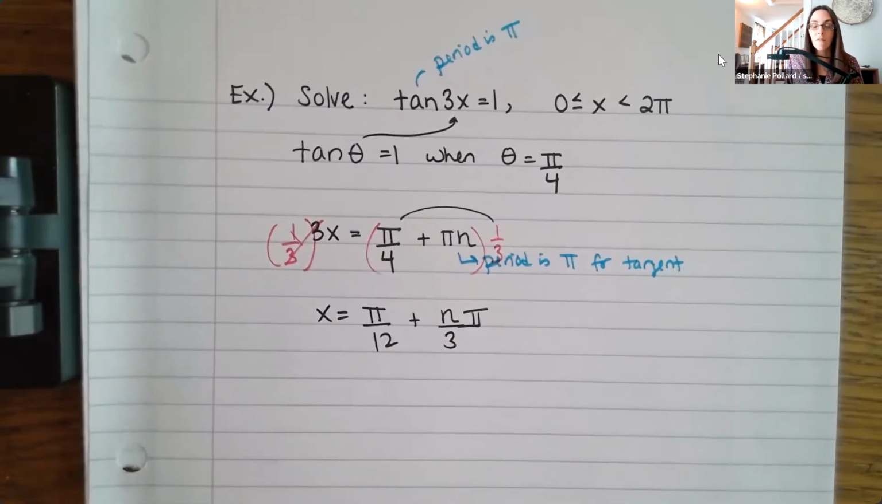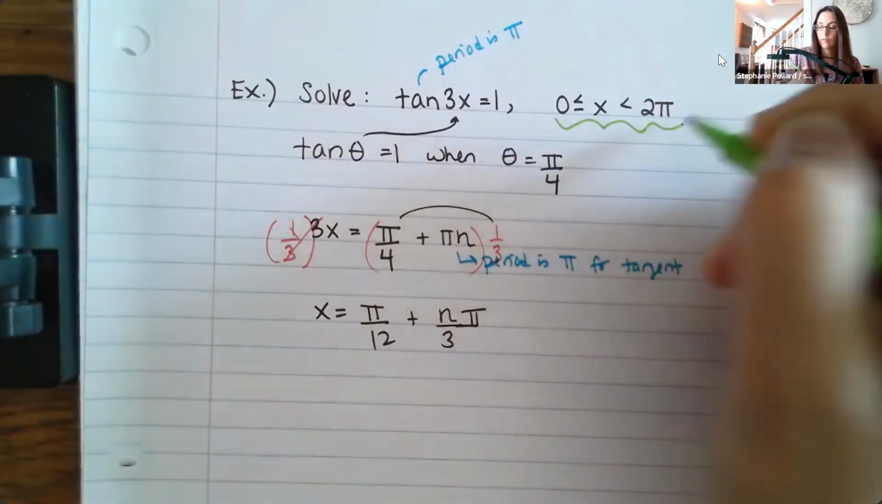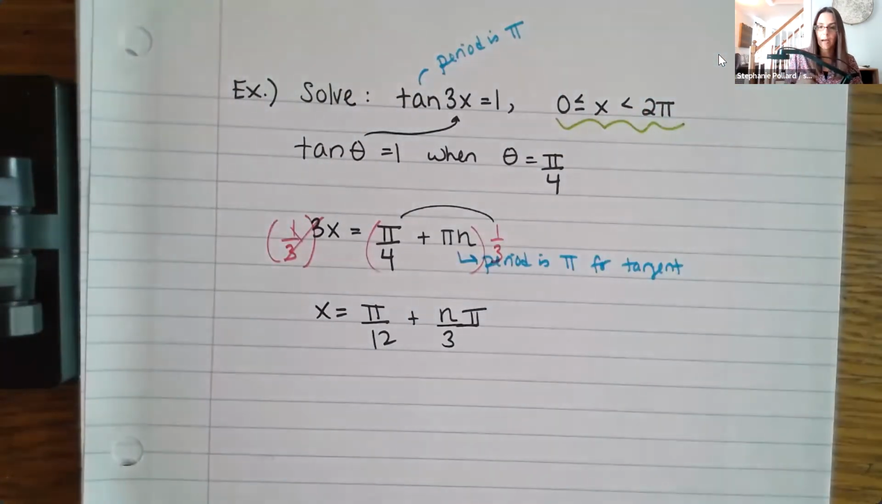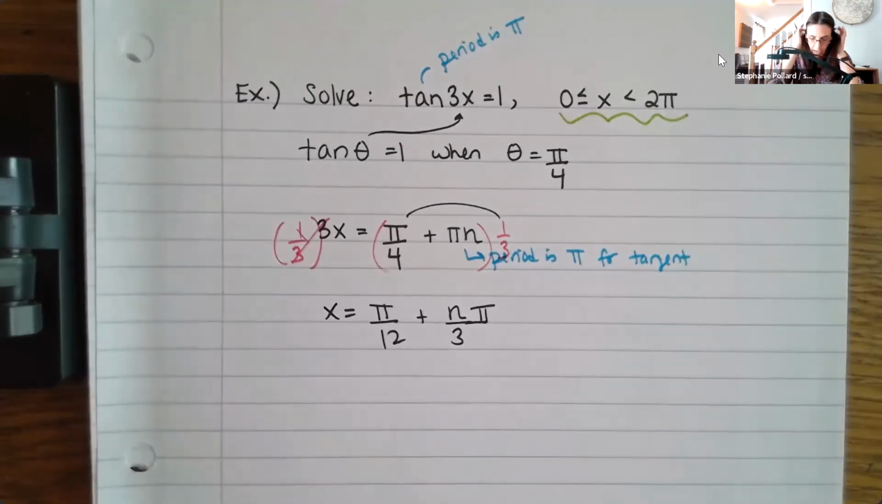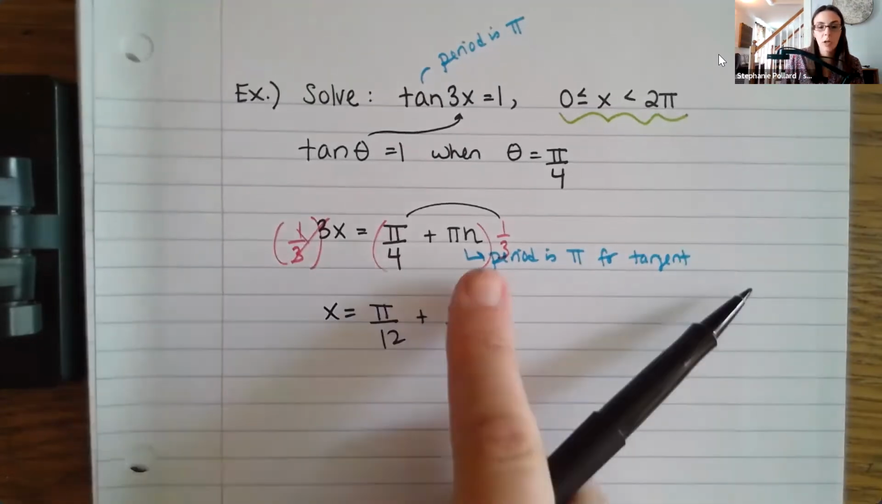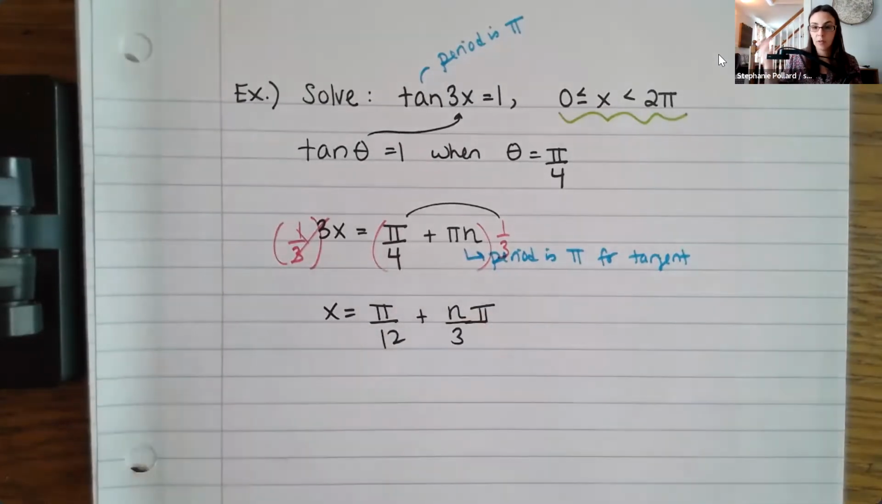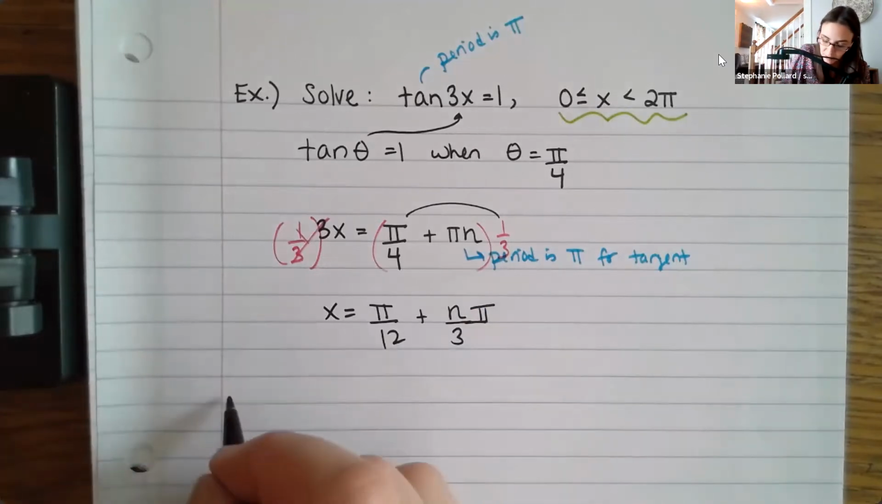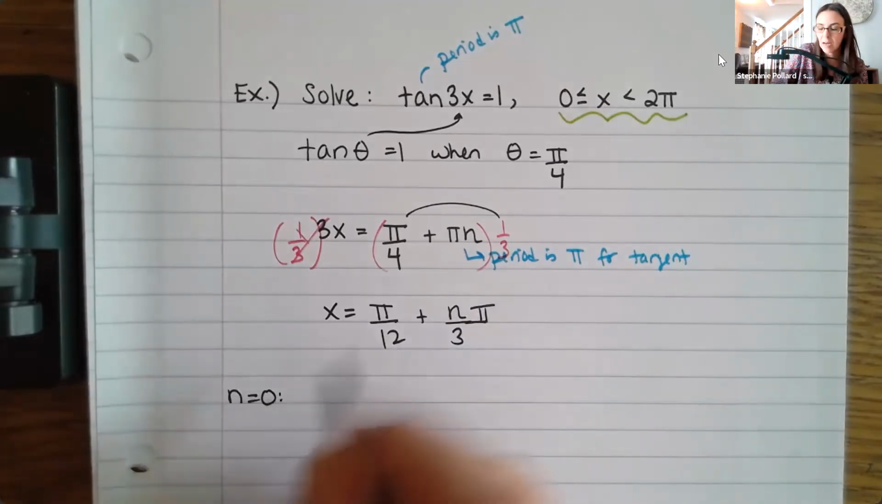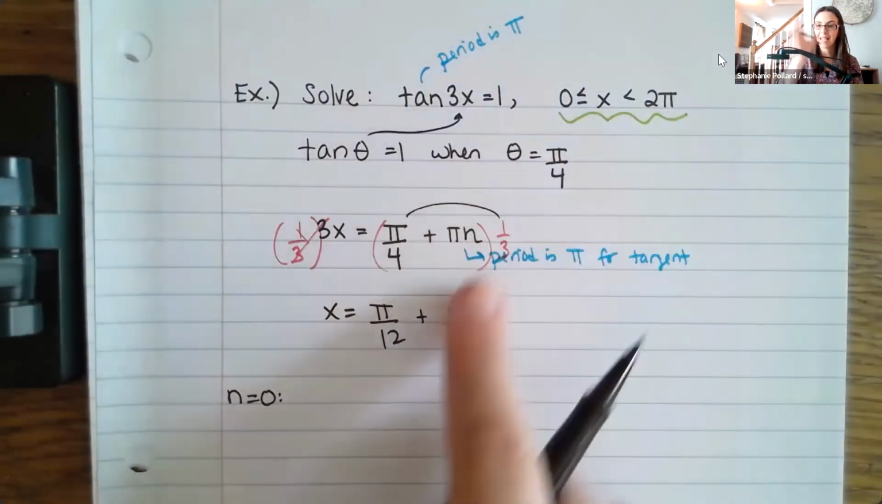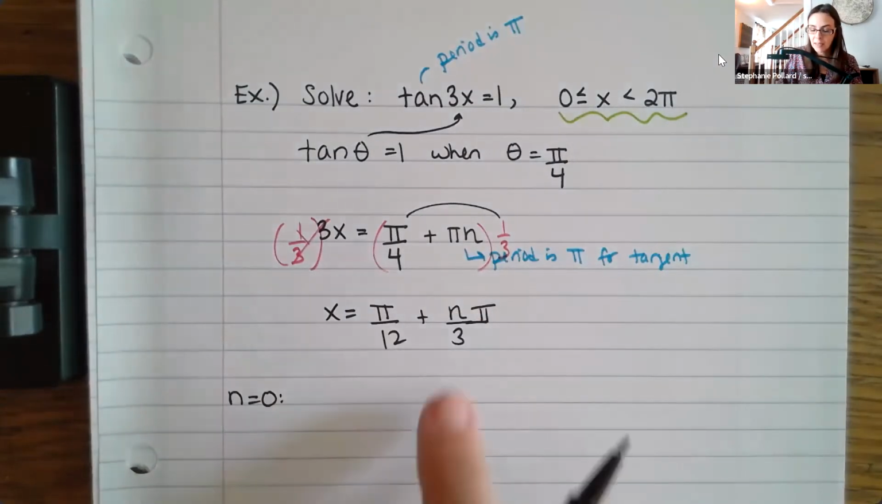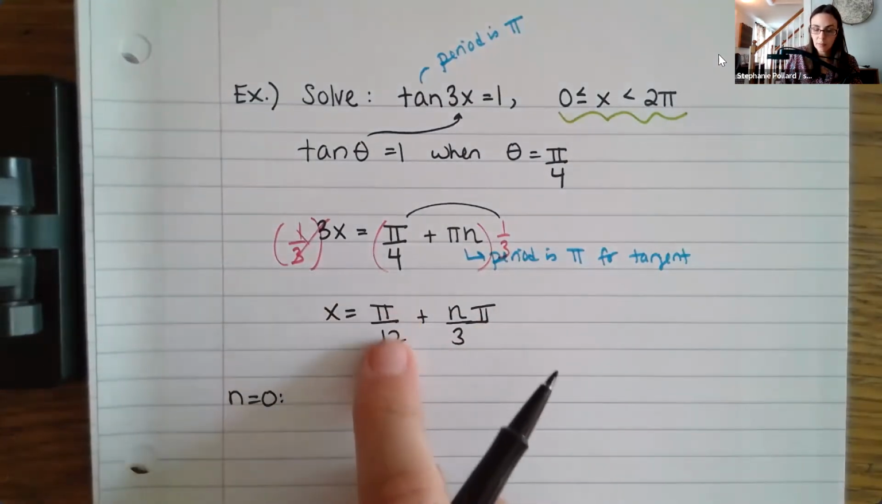If I was finding all values, then this would be it. I'd be done. I do have a domain restriction here, though, and I only want to list the answers from 0 up until 2 pi. So how can I do that here? What you're going to do is you're going to let your n run through different values. We typically start with n is 0 because, again, I'm looking for just the positives here. I don't need any negative values. So n is 0 is that initial one that we always start with.